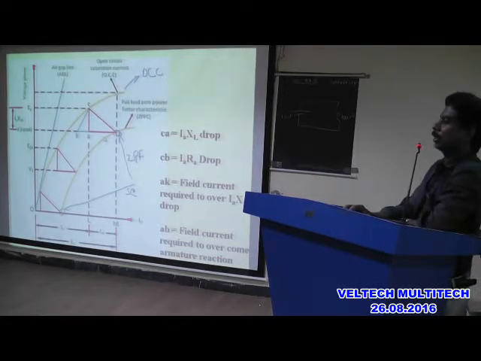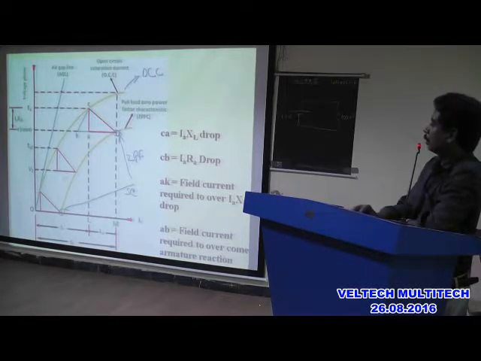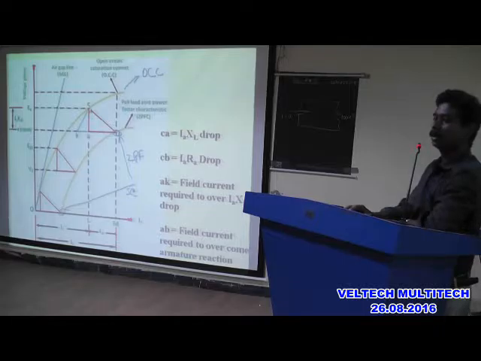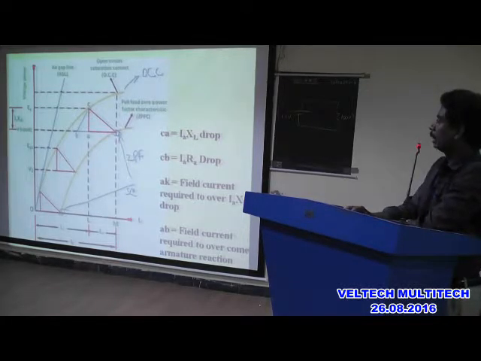Next, you have to construct the Potier triangle. You can measure this length. Suppose this is 5 centimeter, then from this point you can draw 5 centimeter. Then this line, CK line, we can draw, that is parallel to the air gap line. Parallel to the air gap, we can draw one line from K that will intersect the OCC at one point, that is called C.